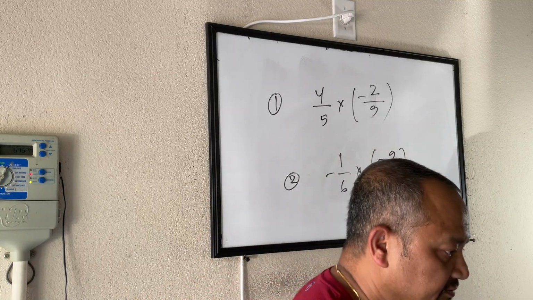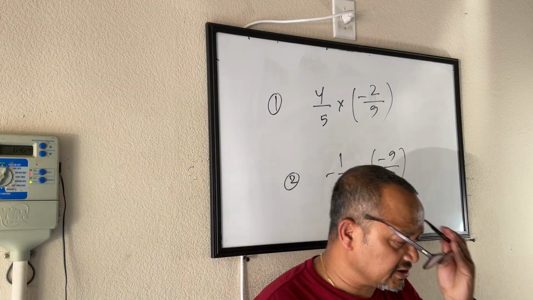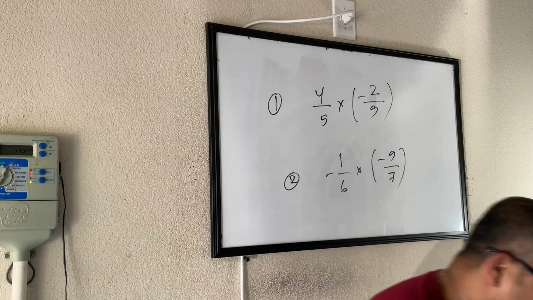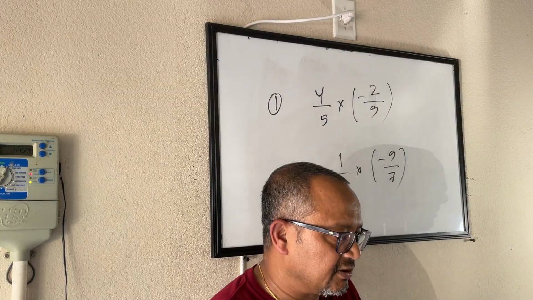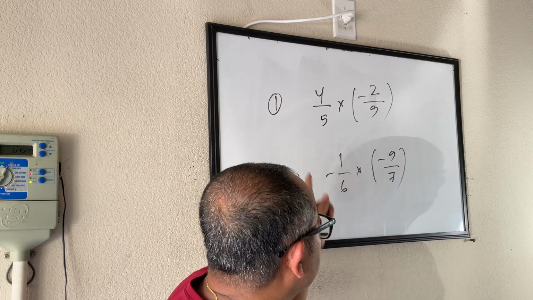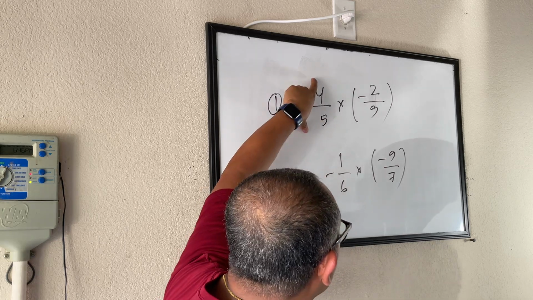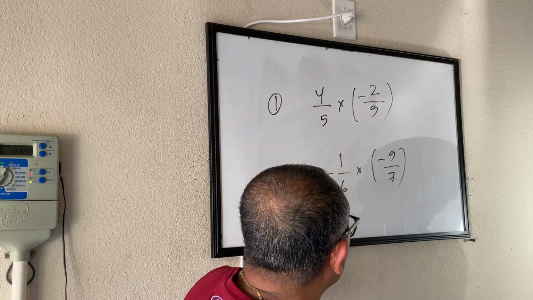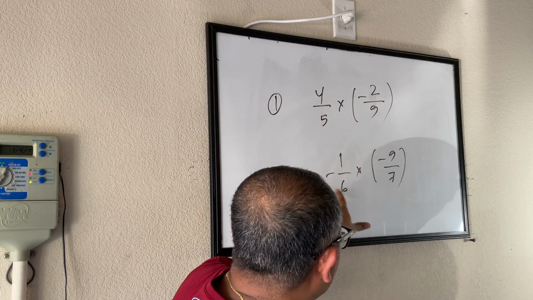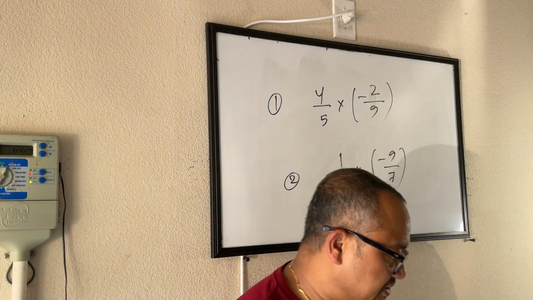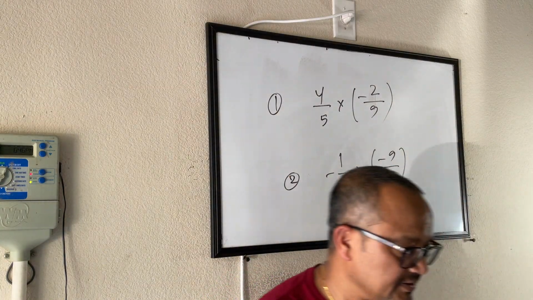Arab, don't rush. Take your sweet time. There is no early bird prize for answering it quickly and going wrong. There are two problems. If you are having difficulty reading it, I am reading it for you guys. 4 by 5 multiplied by minus 2 by 9, with minus 2 by 9 in brackets. Minus 1 by 6 multiplied by minus 9 by 7. Do it quickly. It should not take more than 2 minutes. Yes, Arab. Ready?